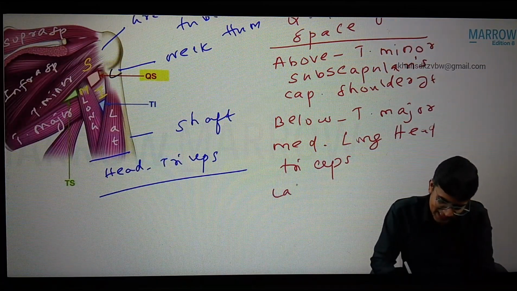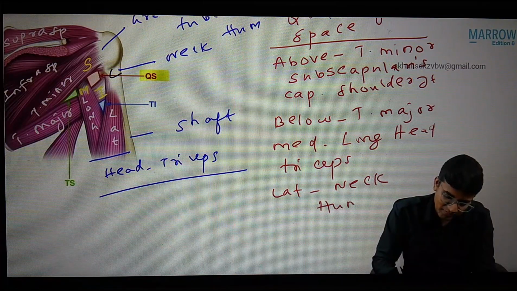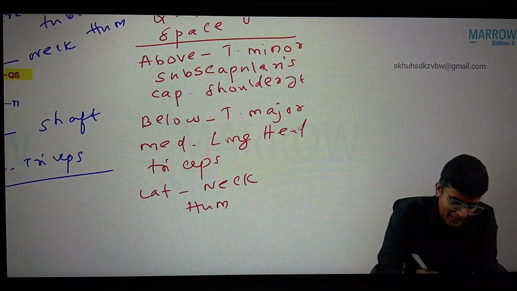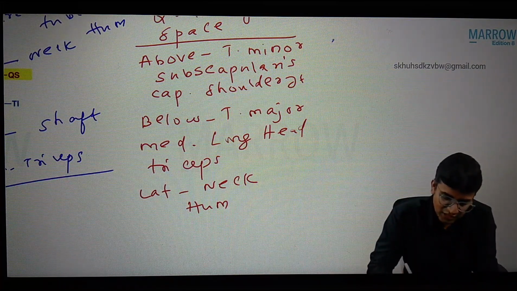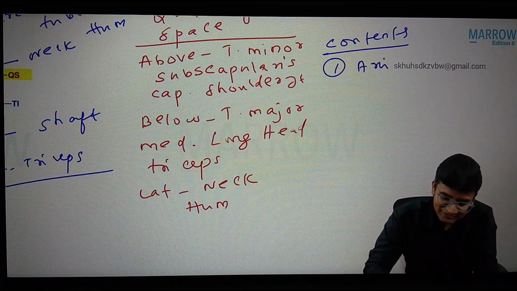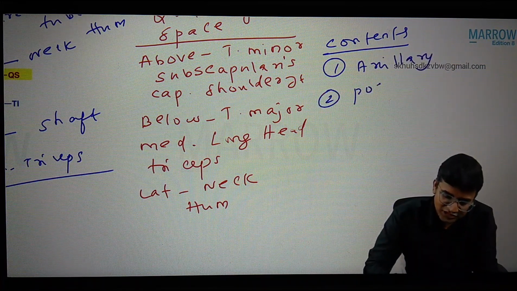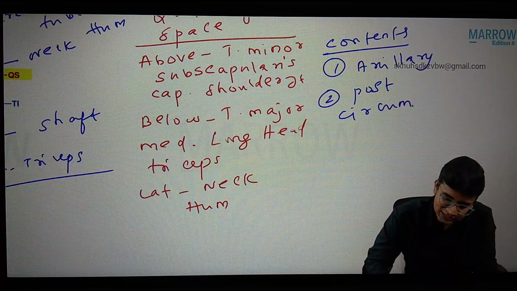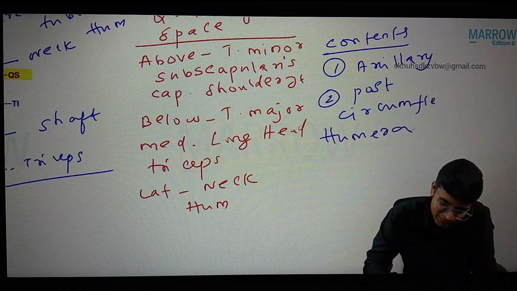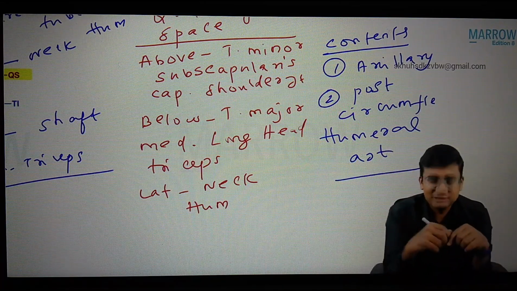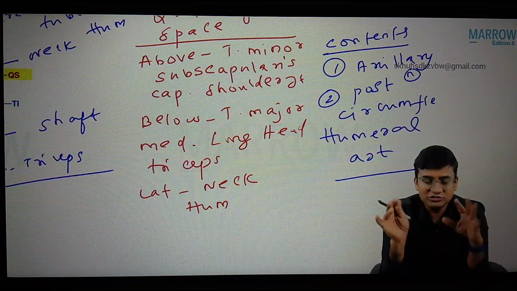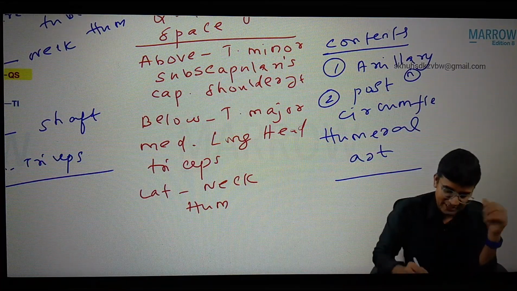Laterally, neck of the humerus. Now one nerve and one artery pass through this space. The contents are, number one, the nerve, axillary nerve; and the artery, posterior circumflex humeral artery. So we have two contents, axillary nerve and posterior circumflex humeral artery. So two structures pass through the quadrangular space.